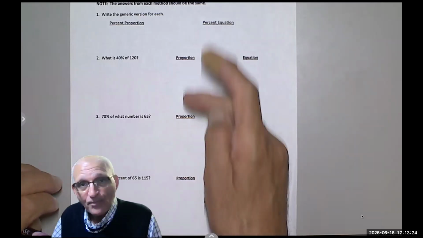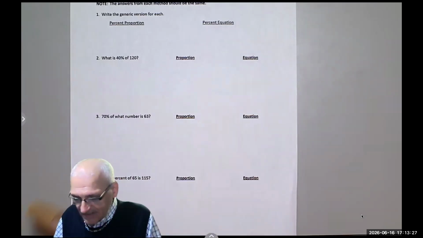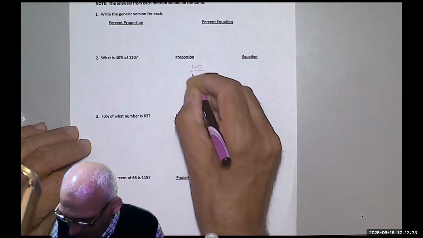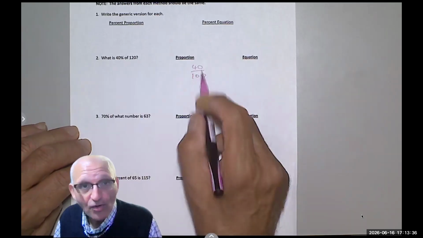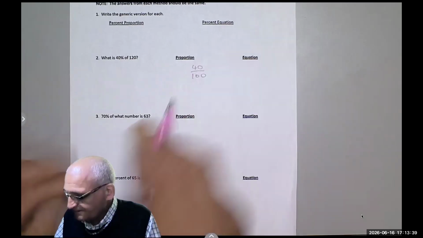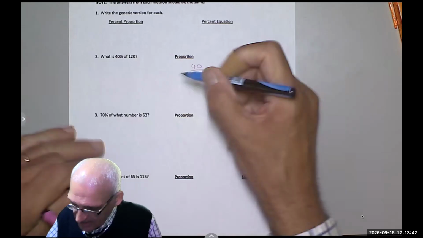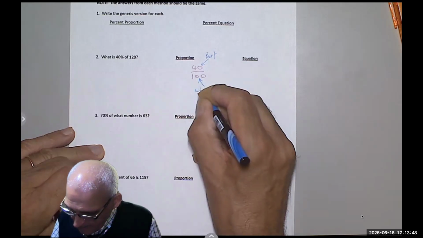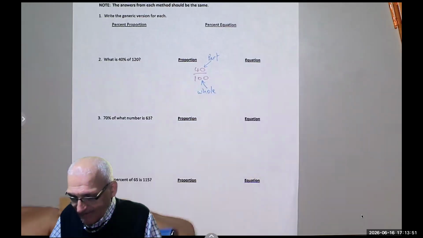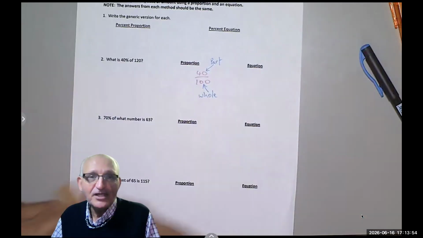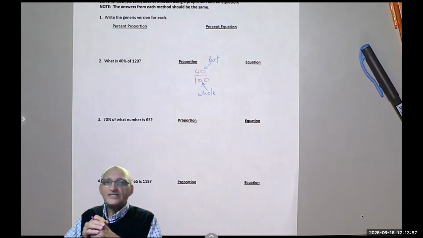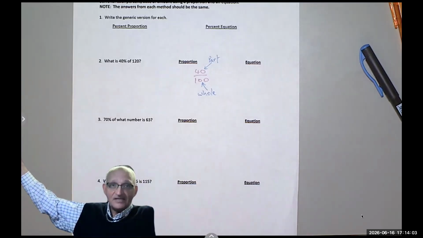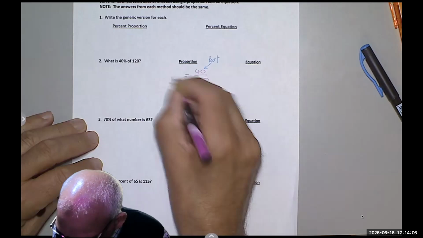They want you to write it as a proportion and then solve it. Since it's 40%, I know one of the proportions is 40 over 100. We usually prefer in the beginning to say this is the part and that's the whole. When they ask what is 40% of 120, is 120 a part or a whole? You want 40% of something, so that thing is the whole. So I can say over 120.